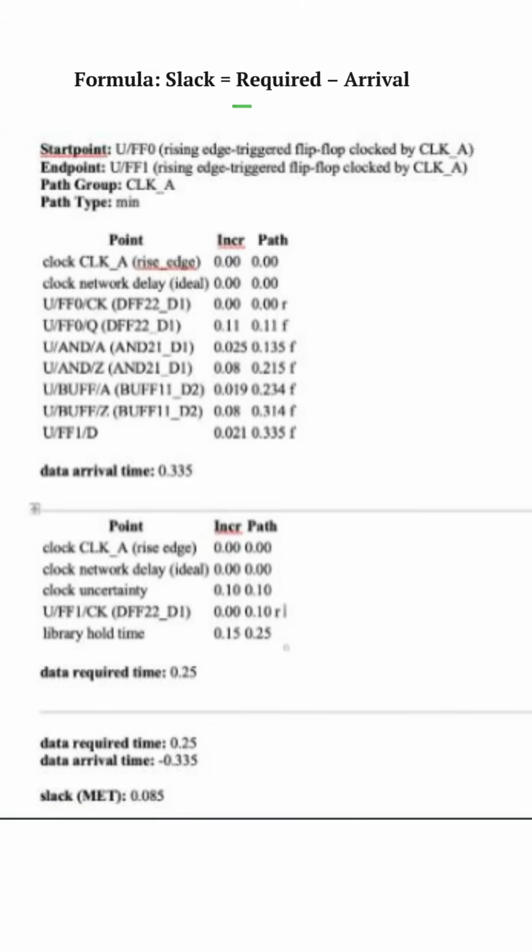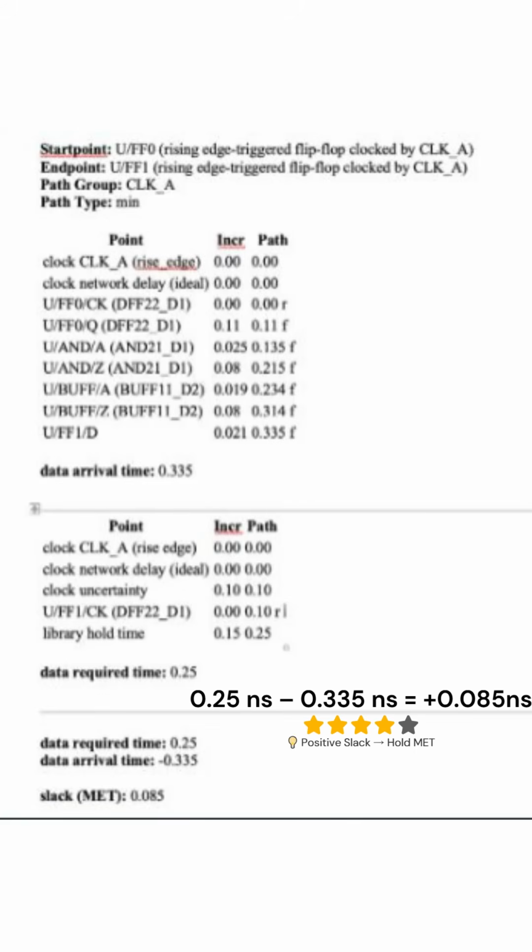Slack calculation. Slack is equal to data required time minus data arrival time. Required time is equal to 0.25 ns, arrival time is equal to 0.335 ns. So slack is equal to 0.25 minus 0.335, which is equal to plus 0.085 ns, met. Positive slack means the hold check is satisfied, data isn't arriving too early, so no corruption at the capture flip-flop.